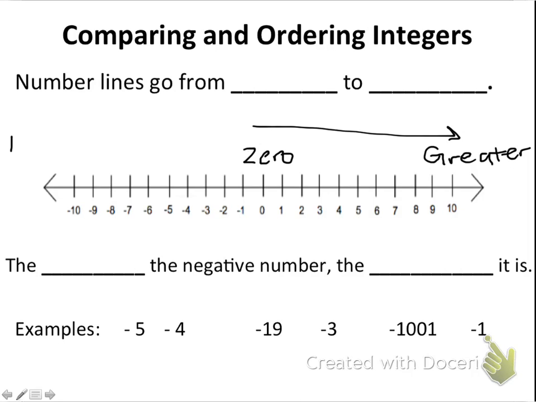So the smallest or the least are on the left. So we have greater this way and least or less than or smaller to the left. So number lines go from smallest to largest. Let's look at the numbers down here.